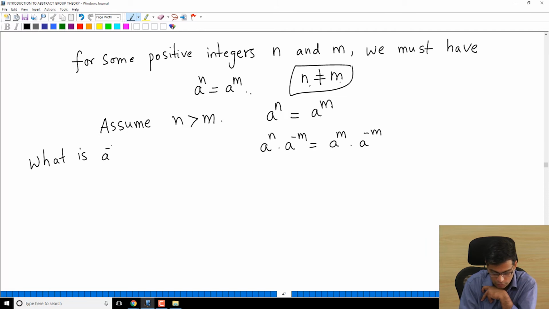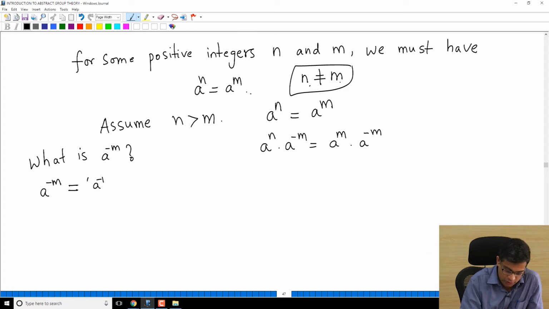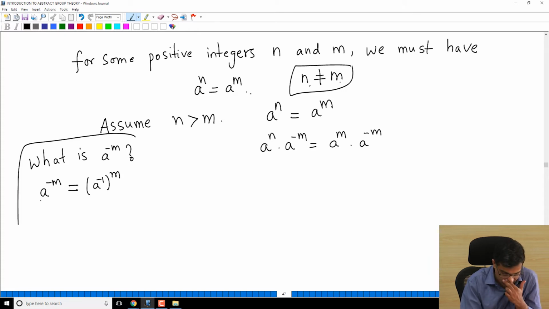If you are confused about this, I will make a remark here. What is a^(-m)? It is just a shorthand: by definition, you take the inverse of a and write it like this. It is convenient to write this element as a^(-m). So, this is just notation, instead of always writing (a^(-1))^m.